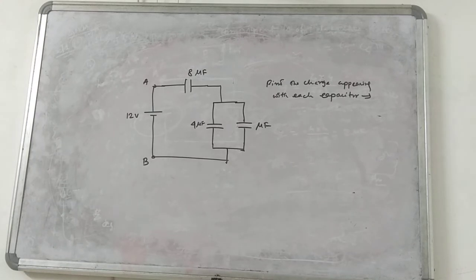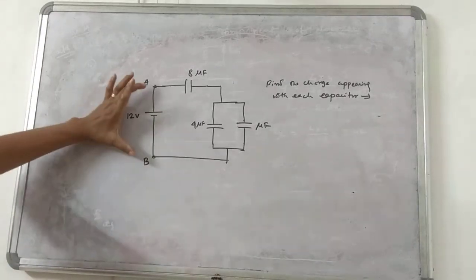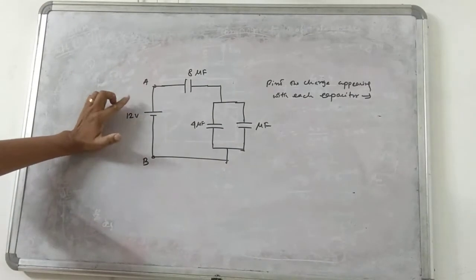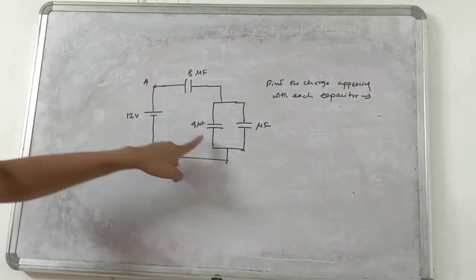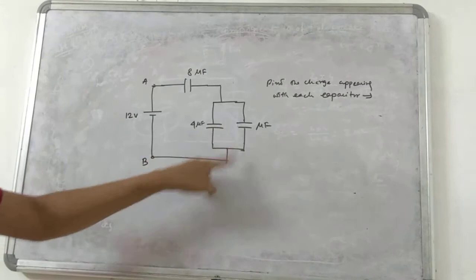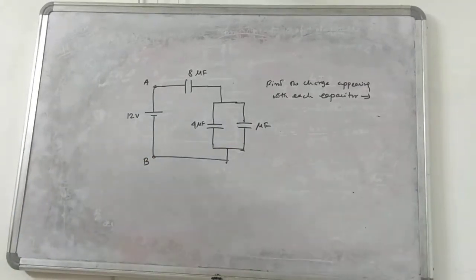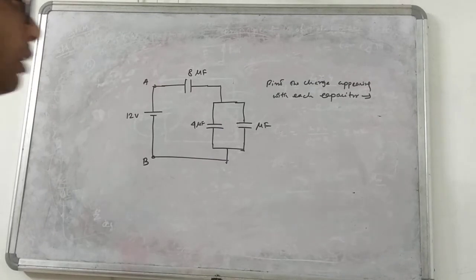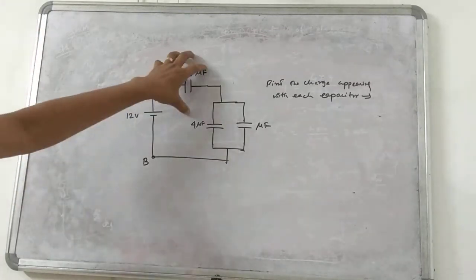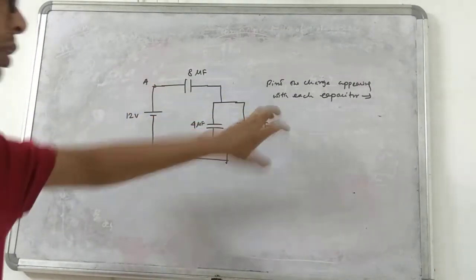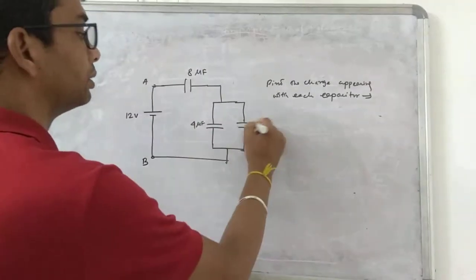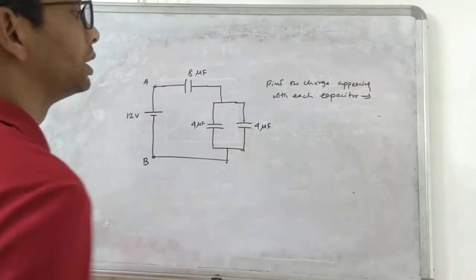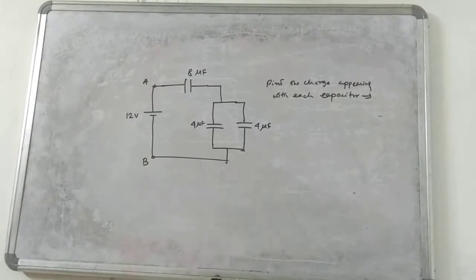So next, this is a circuit between point A and B. This is a 12 volt supply, then this is 8 microfarad, and 4 and 4 microfarad capacitors are connected in parallel. You have to find out the charge appearing with each capacitor: the 8 microfarad, the 4 microfarad, and this again 4 microfarad.